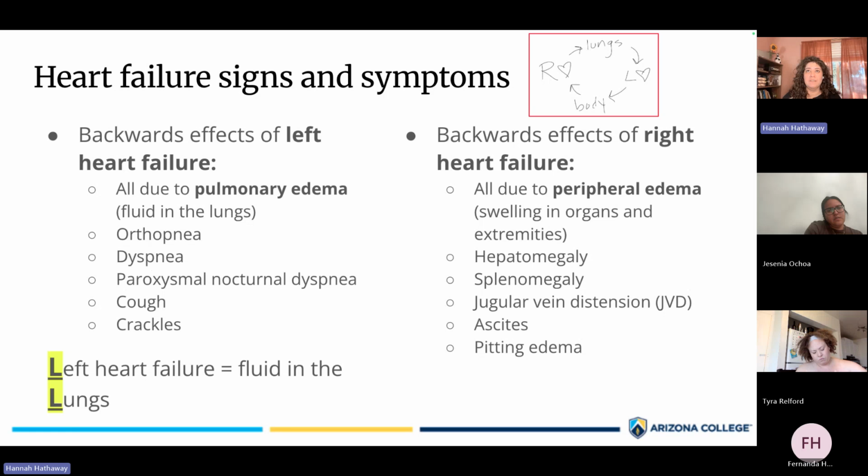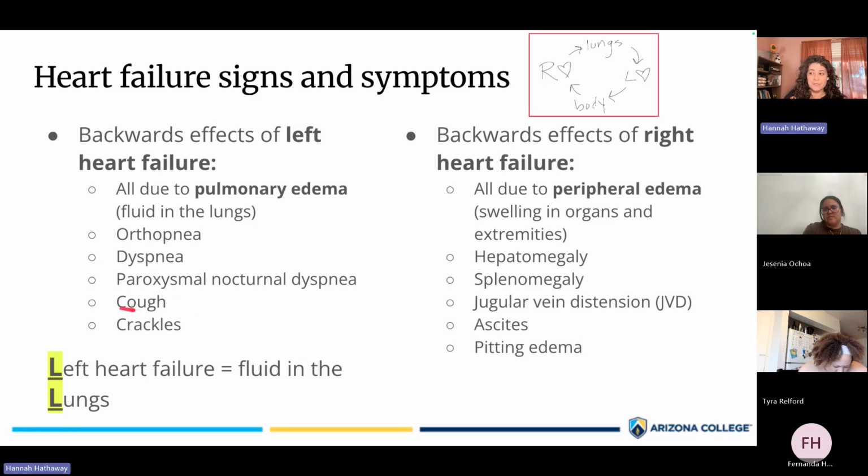I always get questions of, oh, is that related to sleep apnea? No, not necessarily. Sleep apnea is separate, it doesn't necessarily mean that you have left heart failure or something like that, but it can have a similar presentation of difficulty sleeping at night. But in this case, this is specifically due to fluid in the lungs.